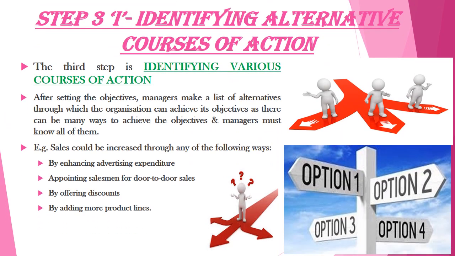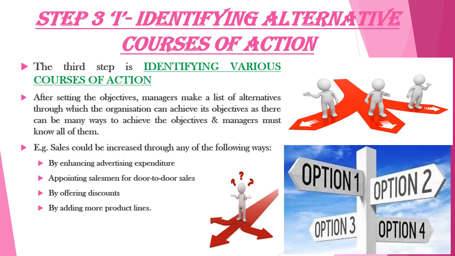Next step is identifying various courses of action. Once the objectives are established and assumptions are made, the next step is to determine the alternative courses of action which may be used to achieve the set objectives. Now there is hardly any plan for which alternatives do not exist. As we had discussed earlier, if we don't have any option, then we have no choice and we have to carry out our plans with whatever is available to us.